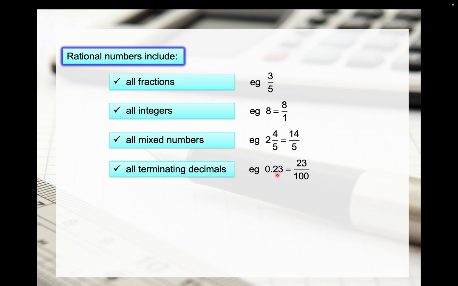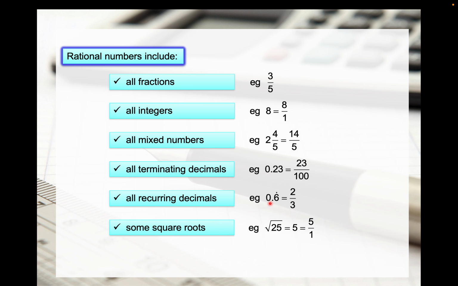It's going to be 23 out of 100. You can show it as a fraction, so it is what we wanted, rational. All recurring decimals as well, because we can show recurring decimals, this we covered, as a fraction. And some square roots, not all, some, the perfect squares, for example square root of 64, 25, those give us a perfect answer where we can write them as a fraction. And some cube roots, which we call perfect cubes, like negative 8 or 64, 125 for example. All of those are rational numbers.